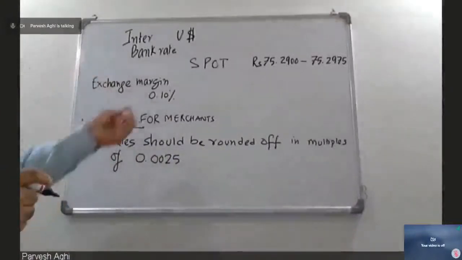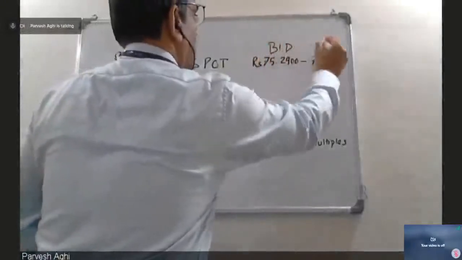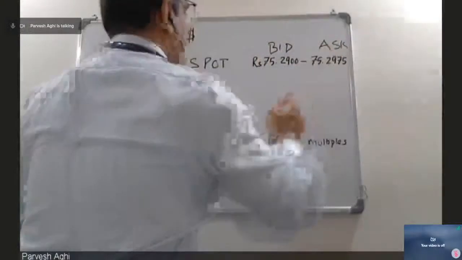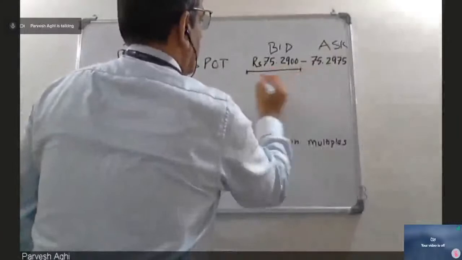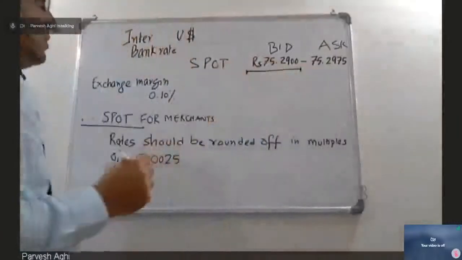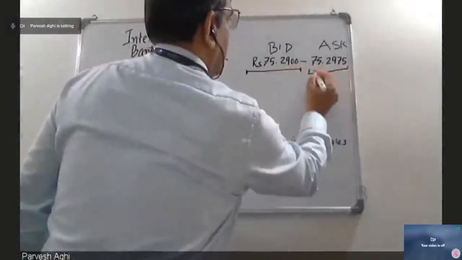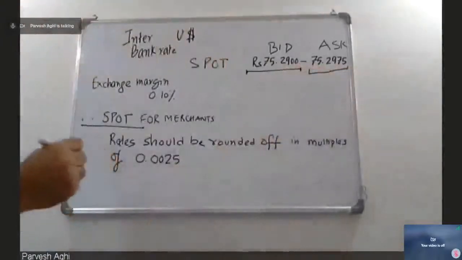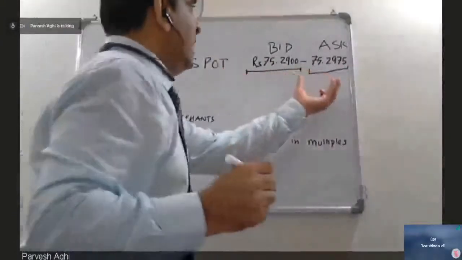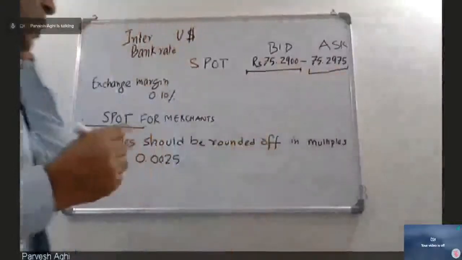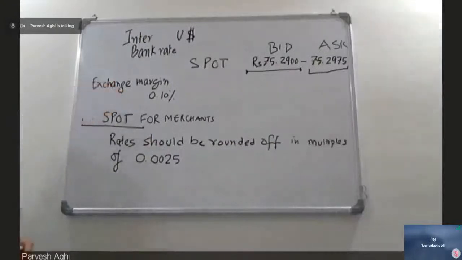Interbank rates are given. The spot interbank rate, this is the bid rate and this is the ask rate. If the bank wants to buy from its customer, the rate is 75.29 and the ask rate, the bank's selling rate, is 75.2975. As I told you, the bank buys the currency at a lower rate and sells at a higher rate. Then the exchange margin of the bank is given, which is 0.1%.